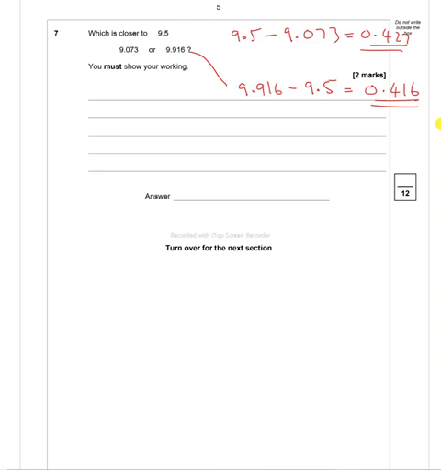0.416. You've got that. Now we want to know which is closer. Is £427 closer to 0 or 416? We want the smaller number. So we now know that 9916 is closer. And we've shown the working out.